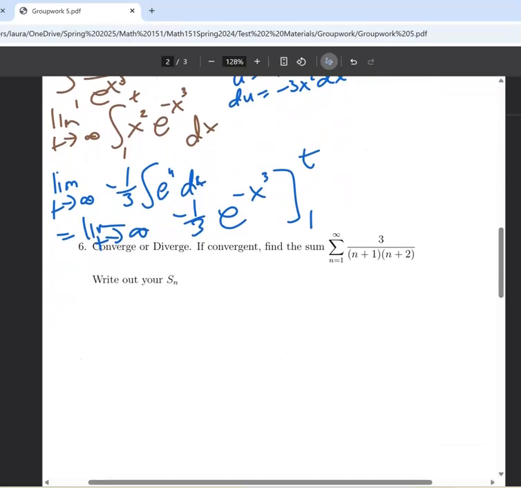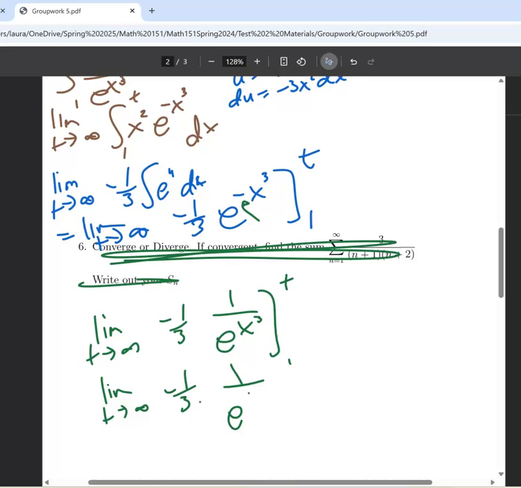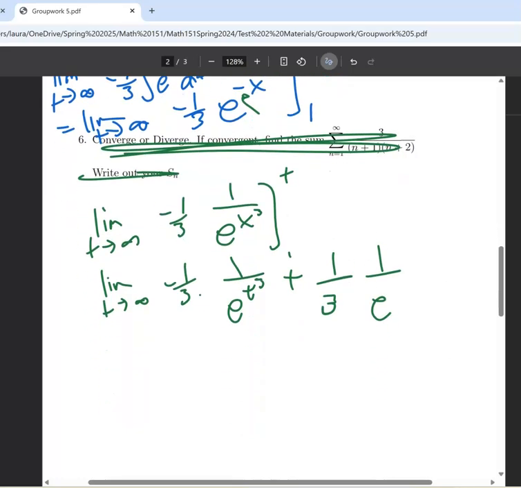So take time on this. I would suggest taking the time to put that negative exponent in the denominator. So limit as t goes to infinity, negative 1/3, 1 over e to the x cubed, 1 to t. All right, let's now do it. Negative 1/3, 1 over e to the t cubed, subtract a negative 1/3, 1 over e. The x is to the third power. Let's plug in infinity. That gives me 0, so I get 1 over 3e.